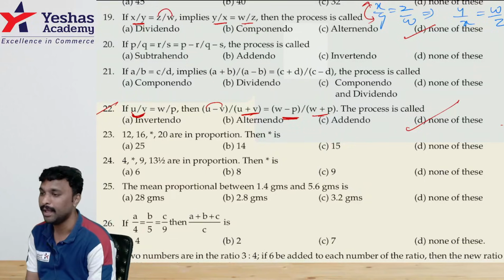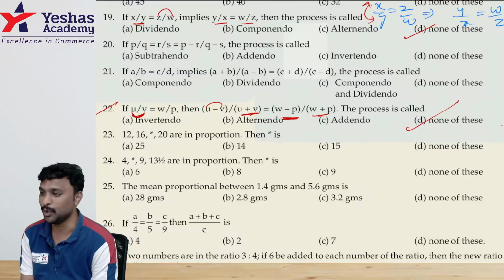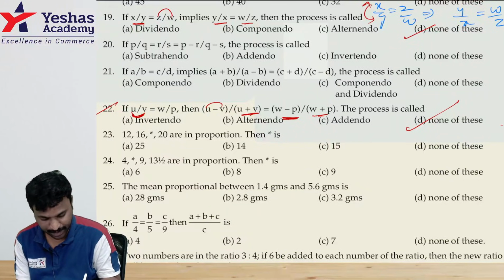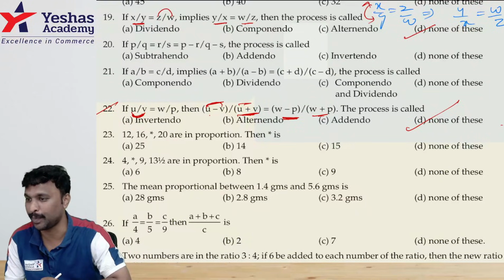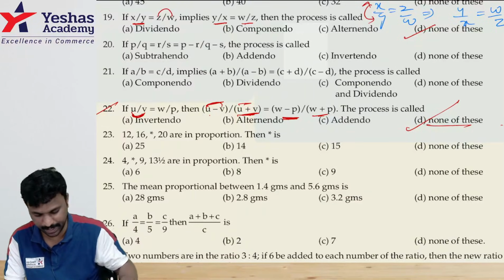Have you understood? U has become U minus V, V has become U plus V. So the numerator is the dividendo property and the denominator is the componendo property. So it's again a combination of componendo and dividendo. So none of this is the right answer.